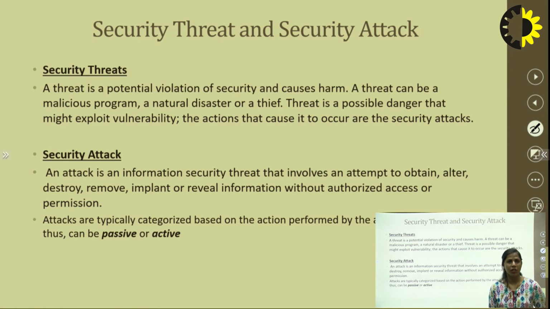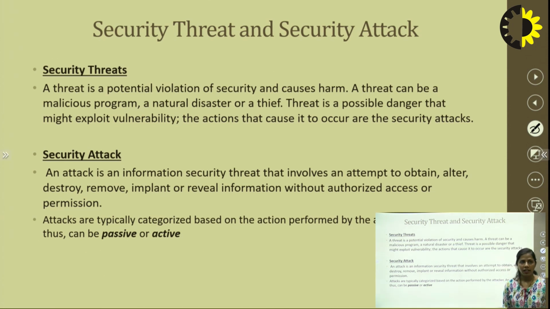They are accessing particular information. So a threat is causing harm to our system, our resources, our software. It can also be involved in security attacks. So now let's discuss security attacks.